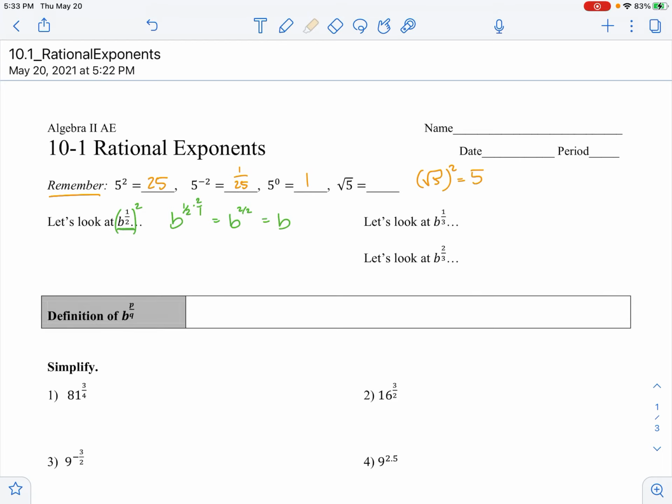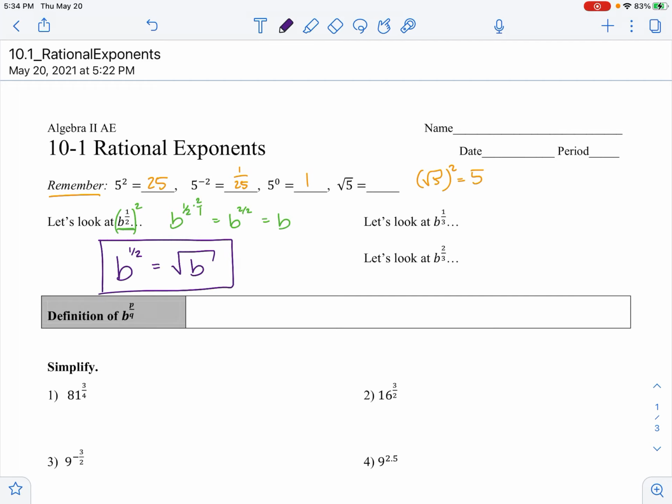When I squared and I had the 1/2 power, those two things undid each other. When I squared over here, and then I had the square root, those two things undid each other. So those two things must be the same. What we can conclude from that is that b to the 1/2 power must be equal to the square root of b.